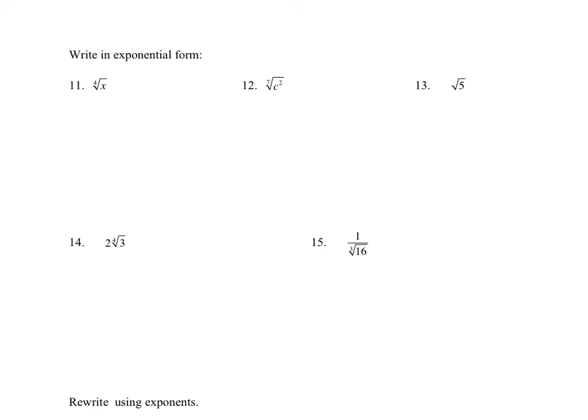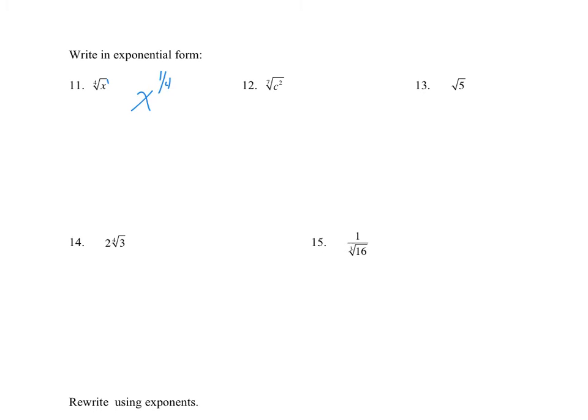Write in exponential form. So now they want us to write as an exponent. Okay, well, what's the exponent with the x if it's not there? Yep, you're correct, it's a 1, so I'm going to put it in. Make a small little 1 there. There we go. So this is going to be x to the 1/4 power.